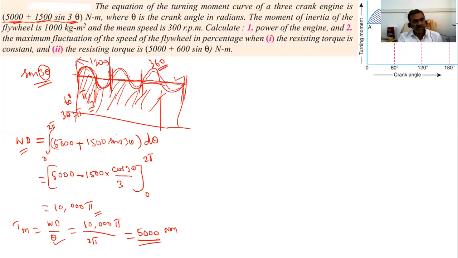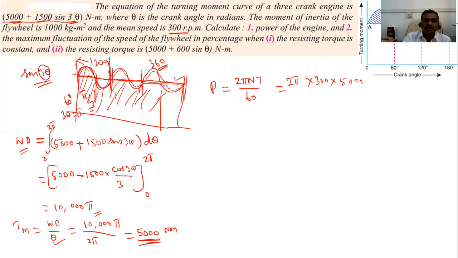So now our interest is to find power. How to calculate the power? Power is equal to 2 pi N T by 60. N is equal to how much in this problem? 300 rpm. So 300 into torque. What is the value of T mean? It is 5000. 2 pi into 300 into 5000 divided by 60. It will give the power. Power is equal to 157.1 watts.